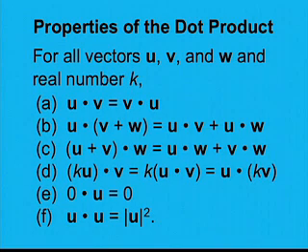0 vector times u is equal to 0. And, I'm sorry, 0 dot u is equal to 0. And then u dot u is equal to the magnitude of u squared.